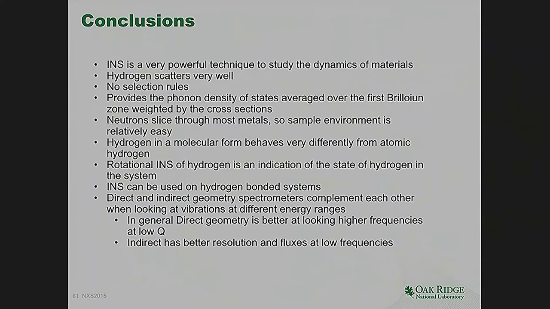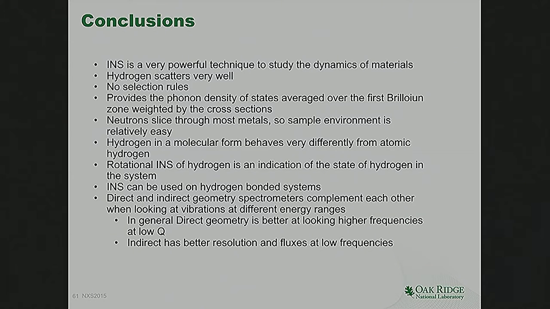Okay? So in conclusion, guys, I'd like you to go home with the idea that INS is very powerful to study materials and dynamics. Hydrogen scatters very well. If you have hydrogen, that's what you're going to be seeing. That's good because hydrogen is not always easy to see. There are no selection rules. We provide densities of states, averaged over the first Brillouin zone, weighted by the cross sections. Neutrons, well, you know that from any other thing that you've done in here. They slice through metals. You don't need windows. Stainless steel sometimes works.